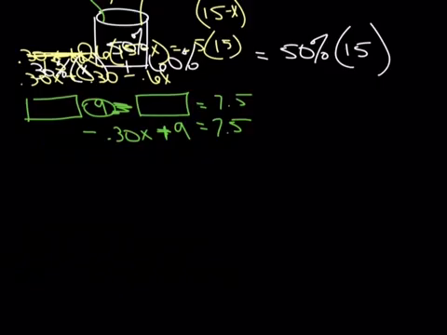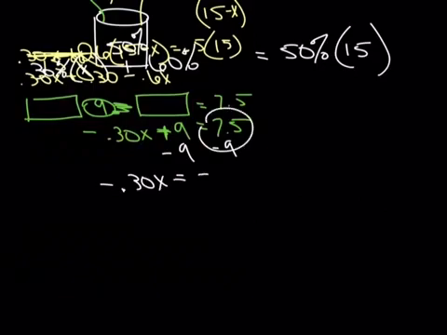Okay, so I just moved everything up and out of the way, so I had a little more room to draw here. So I'm going to subtract 9, and I end up with negative 0.30x equals 7.5 minus 9 is negative 1.5.